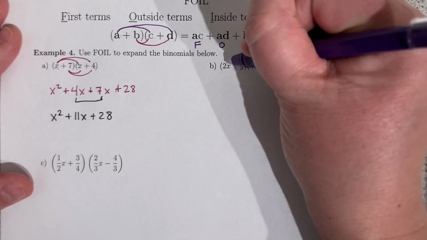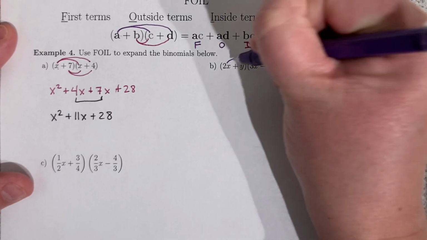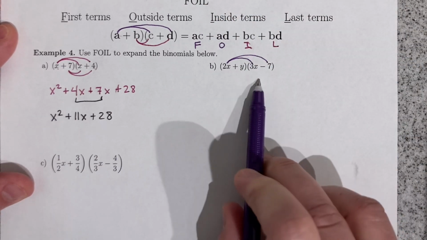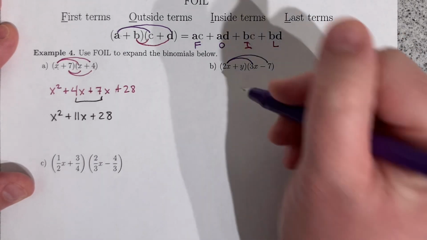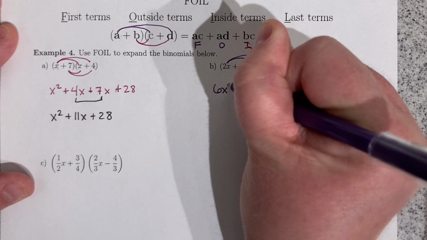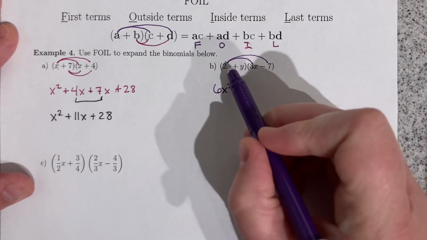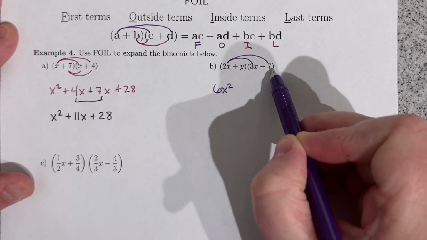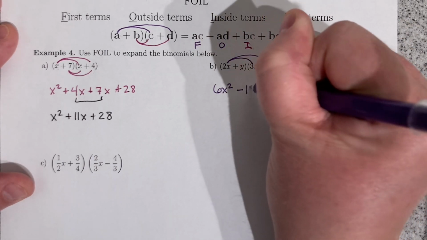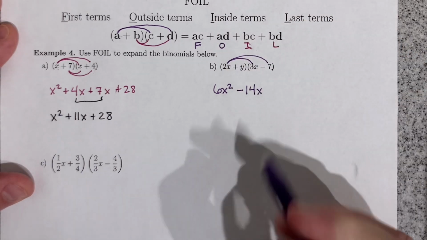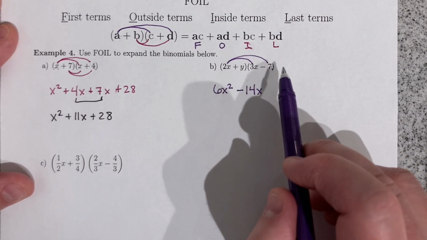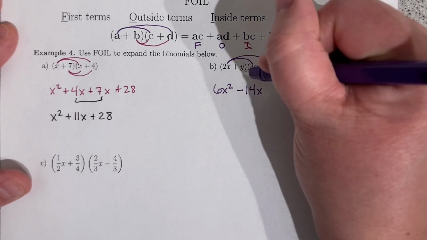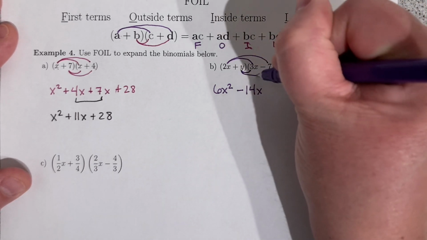So I'm going to multiply the 2x times the other parentheses. So 2x times 3x makes 6x squared. 2x times negative 7 makes minus 14x. Are we seeing hopefully where those came from? We're multiplying. Then we do the inside and the last.